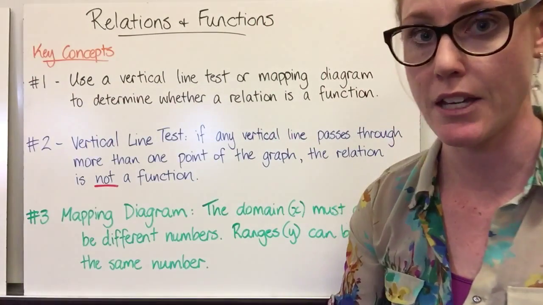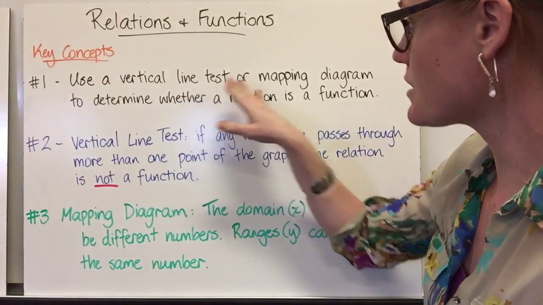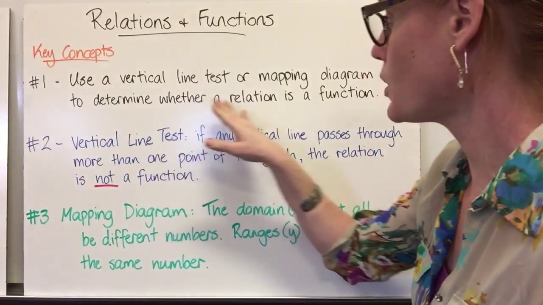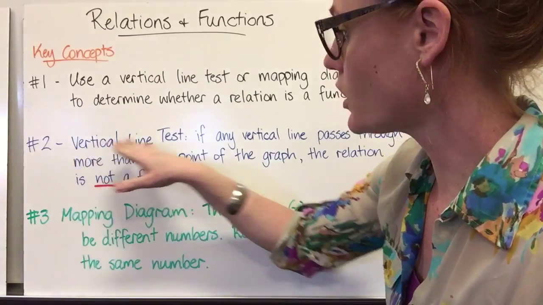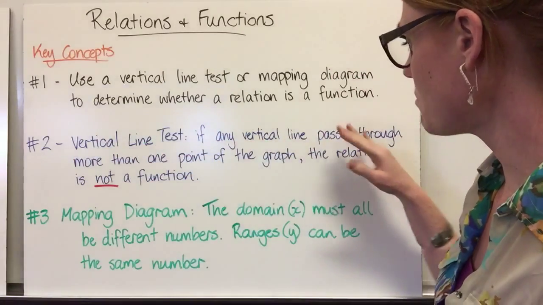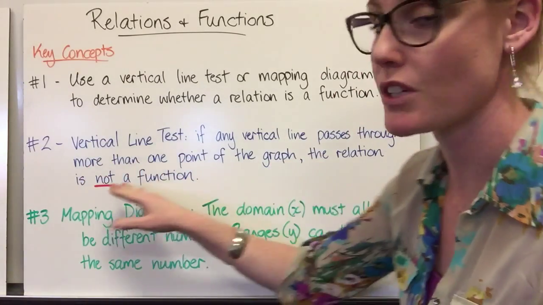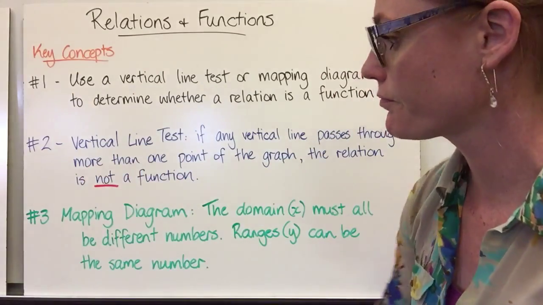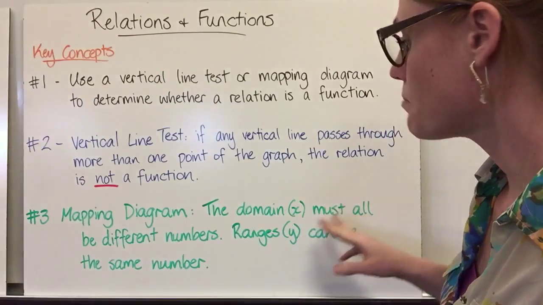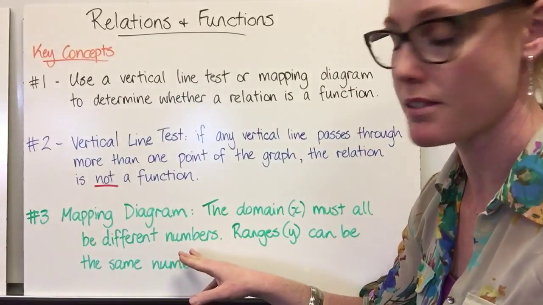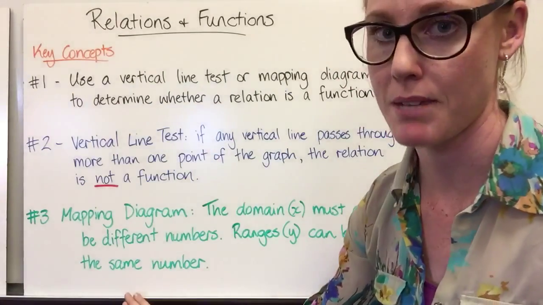Let's have a look at our key concepts. Number one, we can use a vertical line test or a mapping diagram to determine whether a relation is a function. The vertical line test: if any vertical line passes through more than one point of the graph, the relation is not a function. The mapping diagram: the domain or x values must all be different numbers. The ranges or y values can be the same number.